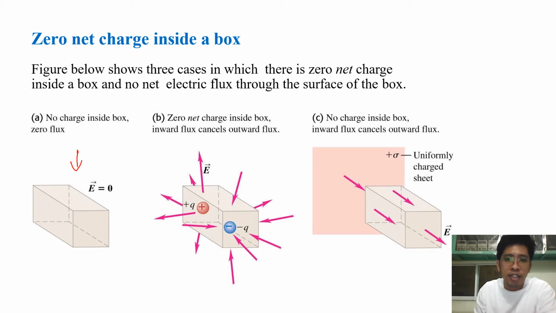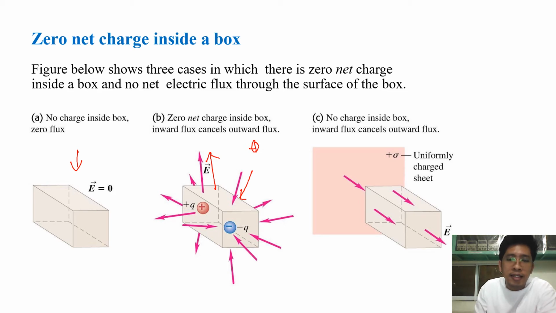There's also a zero net charge inside the box if the inward flux cancels the outward flux, and that is possible if you have a positive and then a negative charge of the same magnitude. If you have this case here, the outward flux created by your positive charge is just cancelled by the inward flux of your negative charge. So if they are the same magnitude, then everything cancels out. If you put the test charge here, the test charge will not experience anything because there is a zero net charge inside your box here.